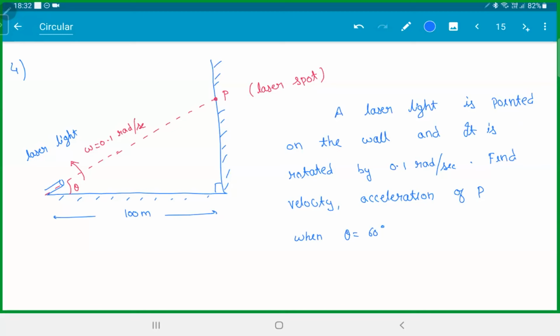Remember one thing: first always assume variables, differentiate, and then substitute in the end. Don't put numbers first and differentiate, you'll get 0.